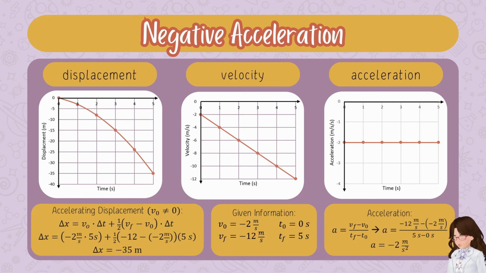Again, you can use this formula. You can vary your delta T as well as your V final over time, and you can get each of those points along the displacement time graph.